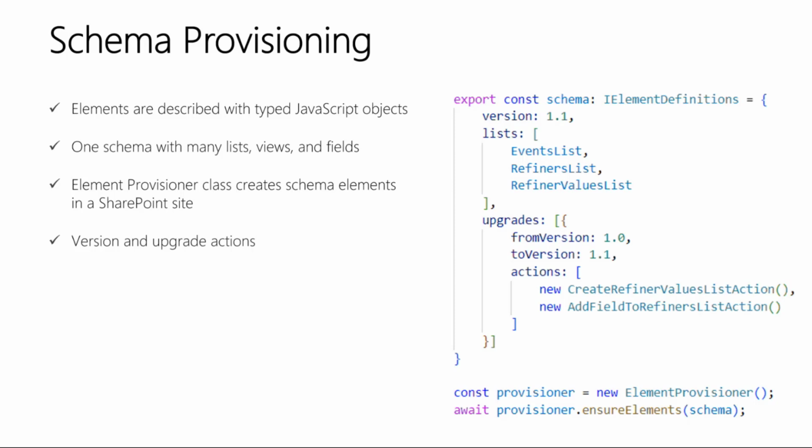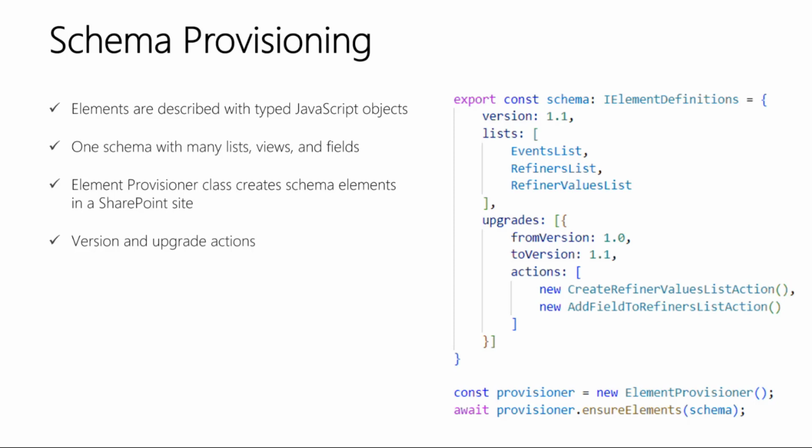An app will have one schema object, which should implement IElementDefinitions. This interface expects you to specify the version of the schema, which is used when performing app upgrades. It also references each of the lists that are in your schema, and those lists then reference your views and fields. After defining your schema object, elsewhere in your code, you'll want to instantiate the ElementProvisioner class and call the ensureElements method, passing in your schema object.